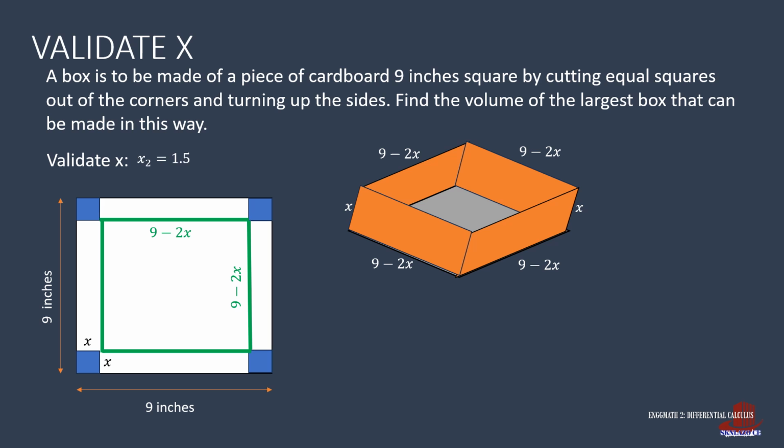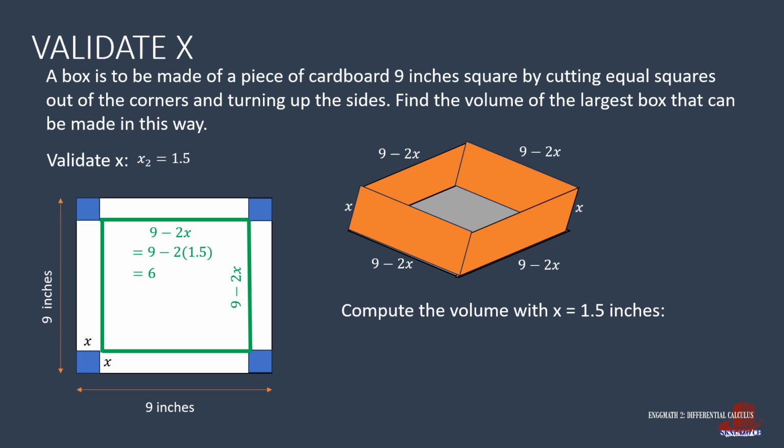Let's try the other value of x, which was solved as 1.5. Take the side of 9 minus 2x and place 1.5 as x to have 9 minus twice of 1.5, and this gives 6 inches. Thus, x of 1.5 is feasible.